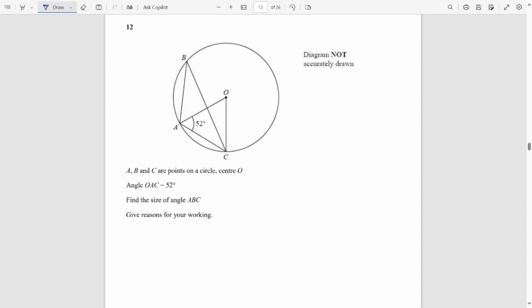Okay, so here we have a circle theorem question. We want the size of angle ABC. So let's find that angle. ABC is here. That's ABC like this.